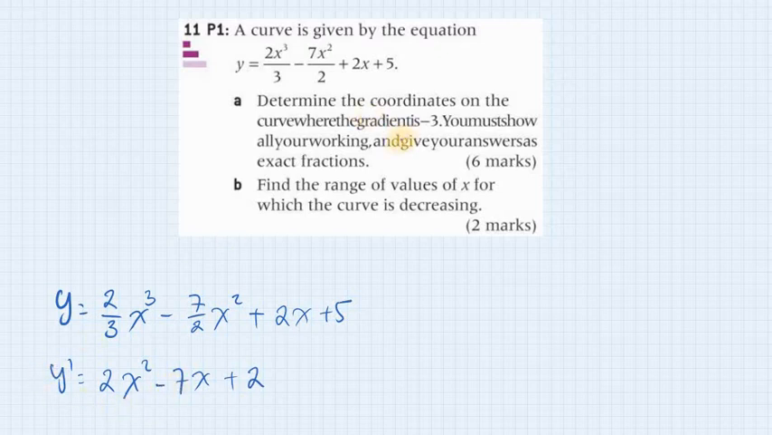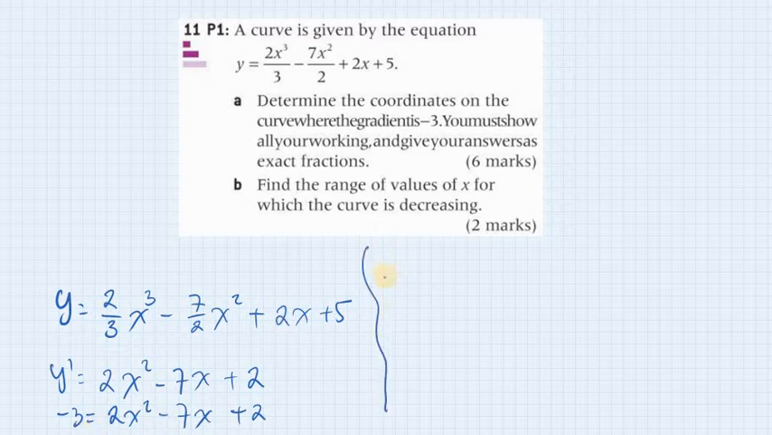And then we want to find out the x when the gradient is -3. So we have -3 equals the gradient, 2x squared minus 7x plus 2. Let's continue here. We will have 0 equals 2x squared minus 7x plus 5, 2 plus 3, 5. And then we need to factorize this.